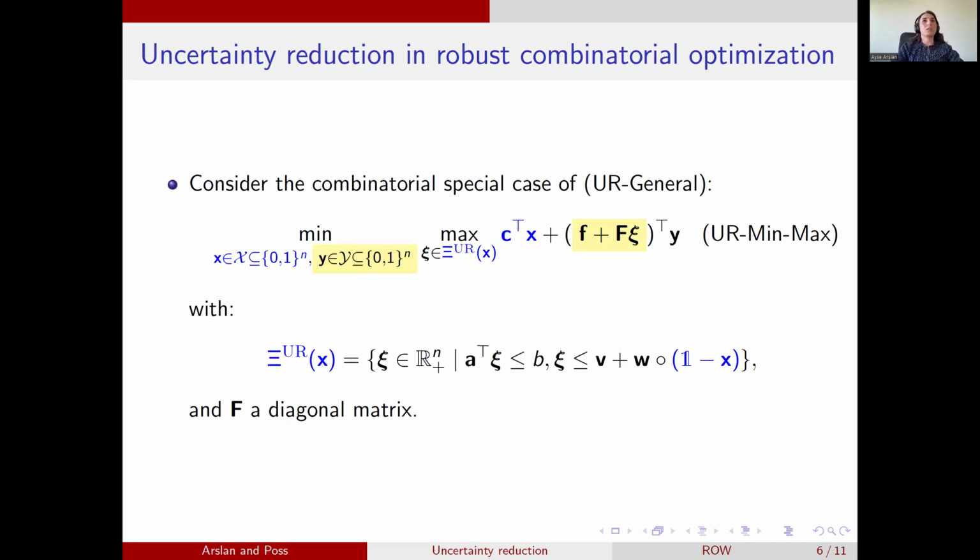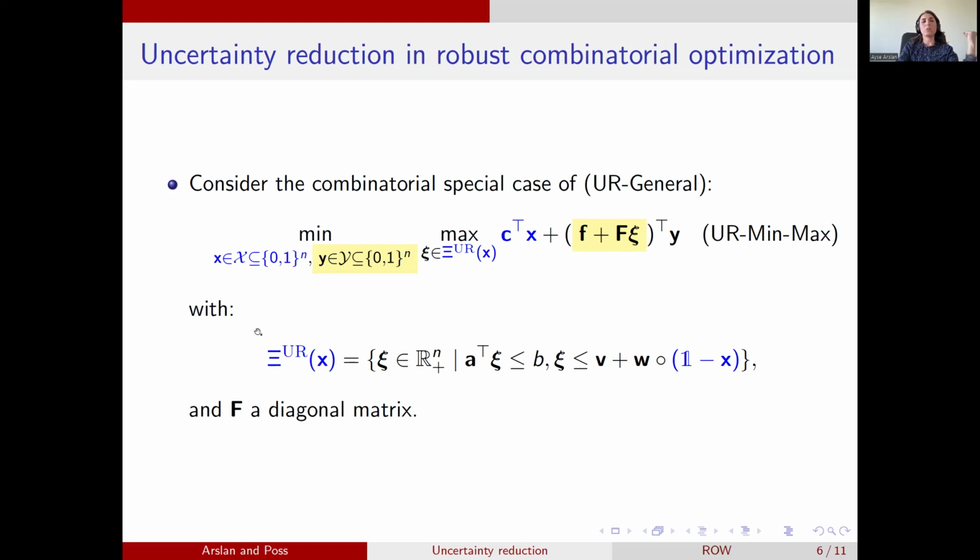So one of the first things that we wanted to look at was what was happening to robust combinatorial optimization problems under the uncertainty reduction paradigm. What I'm calling robust combinatorial optimization is a special case of the general problem where you have the set Y, which is a combinatorial set, so the variables are binary. And then the structure of the dependence of these cost coefficients on Xi is restricted in the sense that you can only have a diagonal matrix F entering the objective function. And actually, when you do this, you will have one Xi parameter interacting with one Y variable, okay?